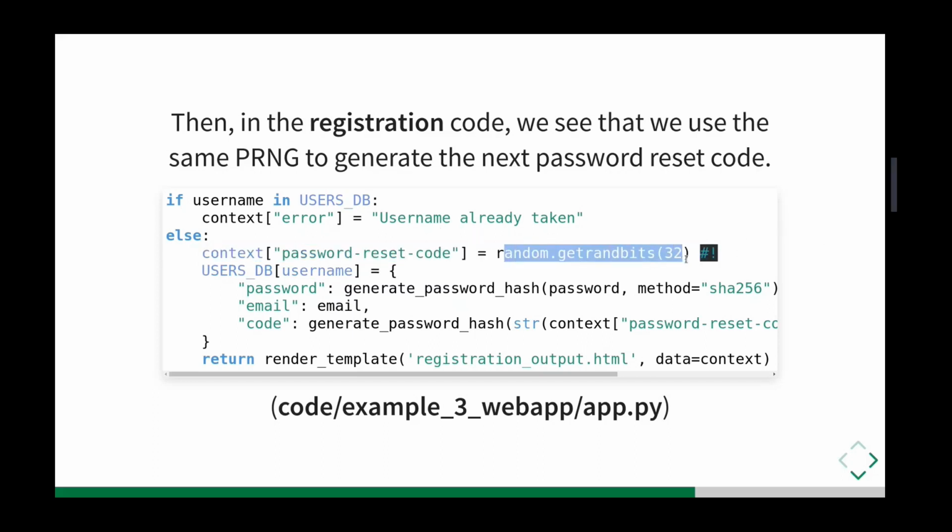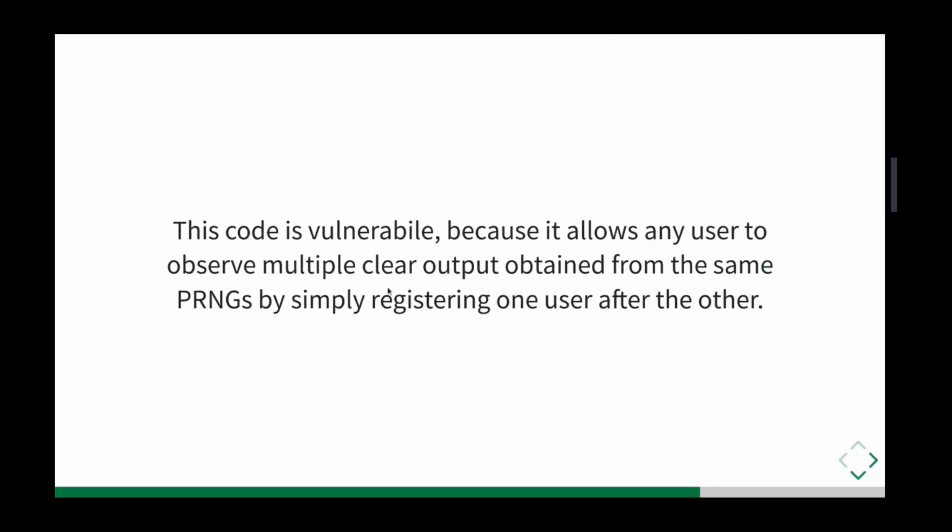We get the next number, the next 32 bits of the state. And then, I mean, this code, we don't care. We just generate this. Now, why is this code vulnerable? I think this is written wrong, because if I register multiple users, I can see multiple consecutive outputs. I mean, assuming that I'm the only one attacking. It's just like a game.